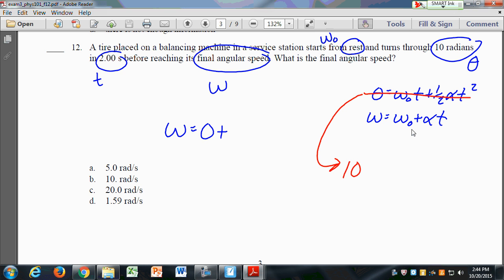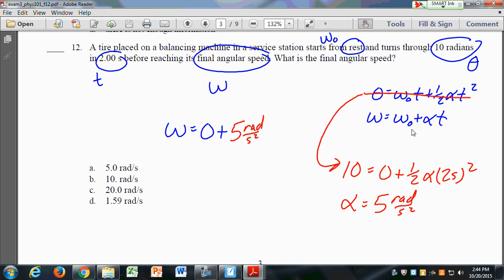So I use theta is 10 radians. Omega naught t is 0 plus 1/2 alpha 2 seconds squared. I solve this for alpha, is equal to 5, right? No, half of 4 is 2. Yeah, 5 radians per second squared. And then I come over here and I use that here. So I have 5 radians per second squared times t, which is 2 seconds. And so omega is 10 radians per second.